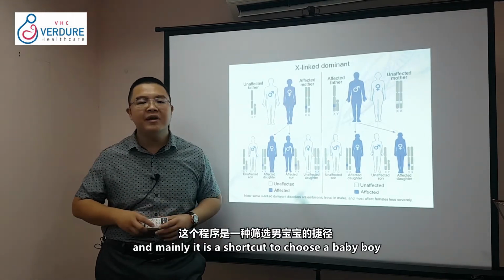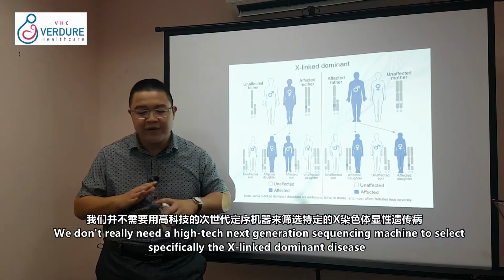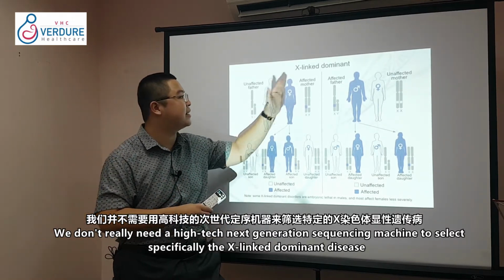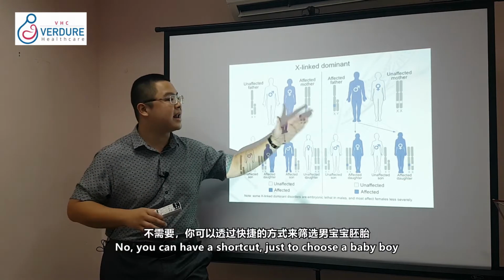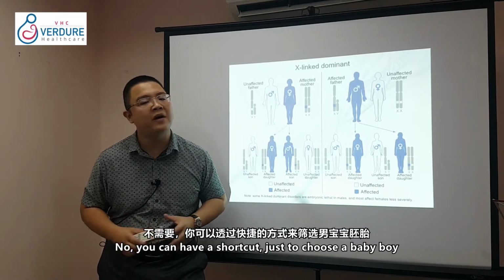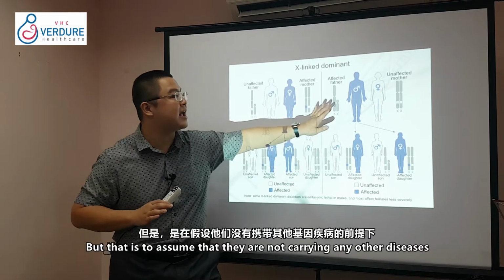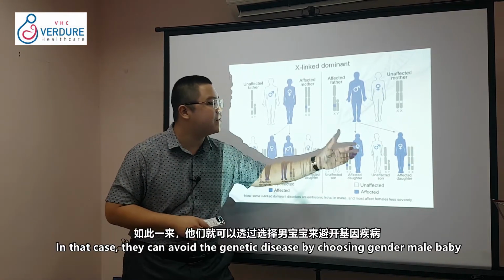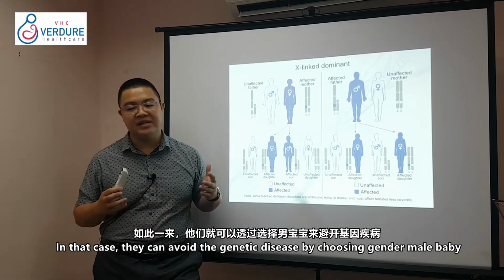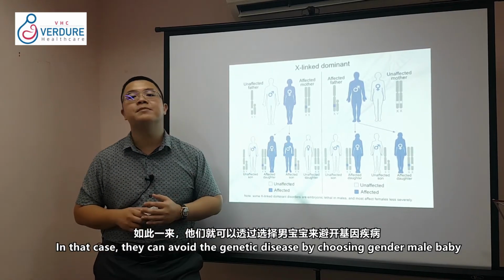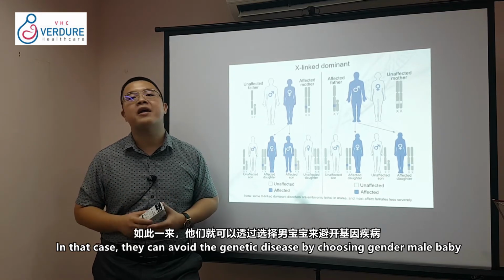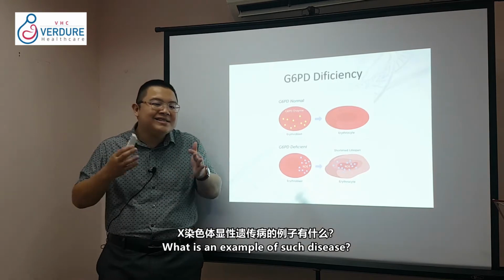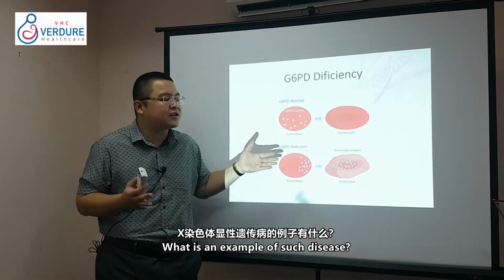All right, you don't really have to have a very high-tech next generation sequencing machine to select specifically for X-linked dominant. No, you can have a shortcut just to choose the baby boy, but that is to assume that they are not carrying any other diseases. All right, so in that case they will be avoiding the genetic disease by choosing male babies. All right. Okay, so what is an example of such a disease?